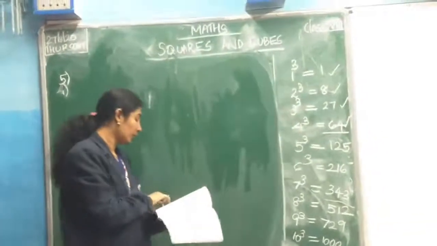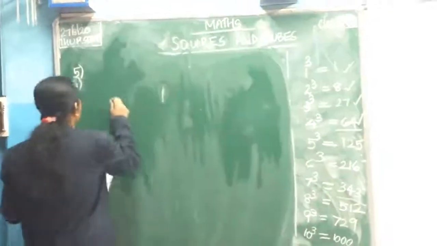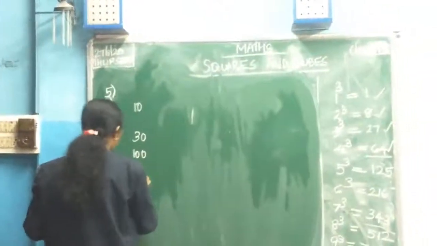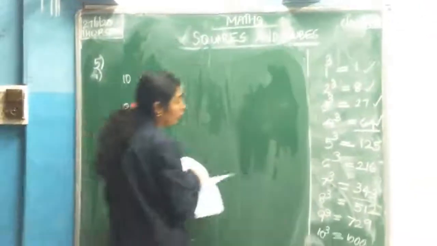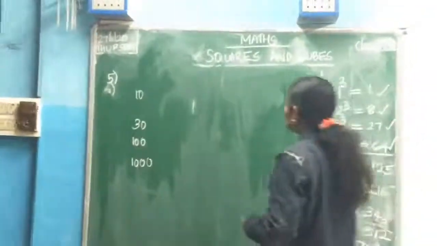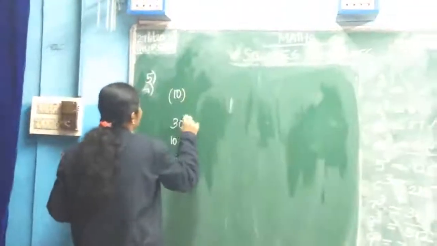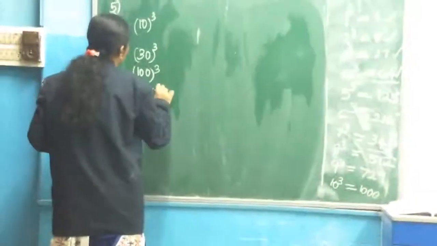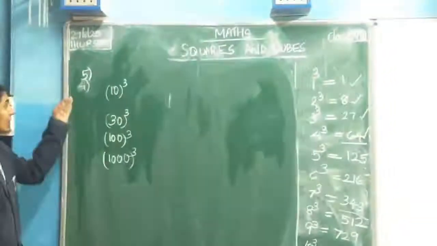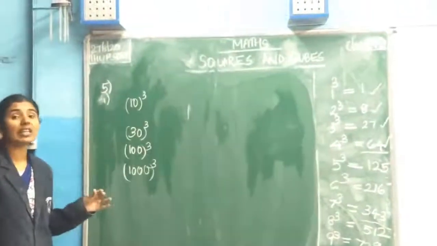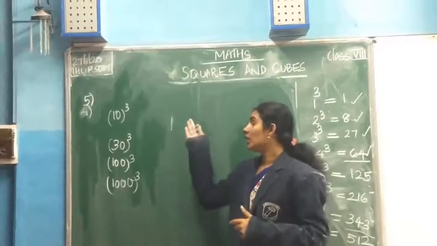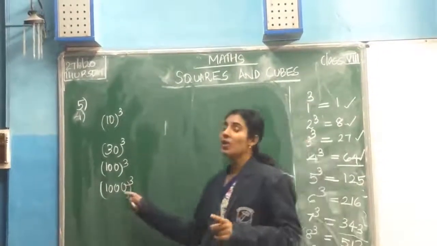The cubes of 10. We should take the cubes of 10, 30, 100, 1000. So, these all numbers, which type of numbers have they given? They have given the multiples of 10. See, which type of numbers they have given? These are all multiples of 10.